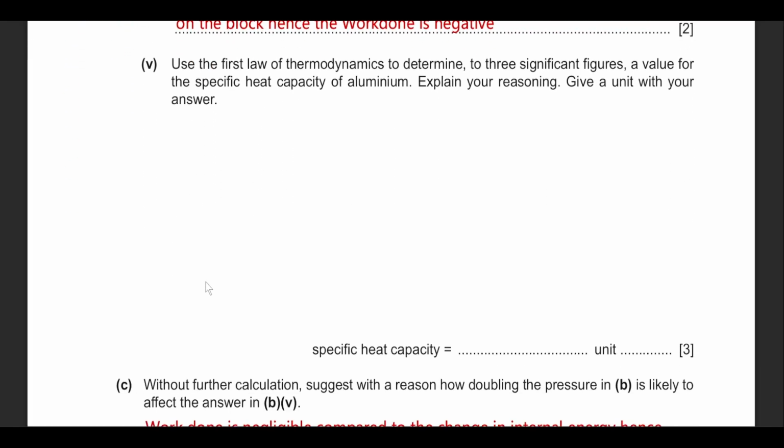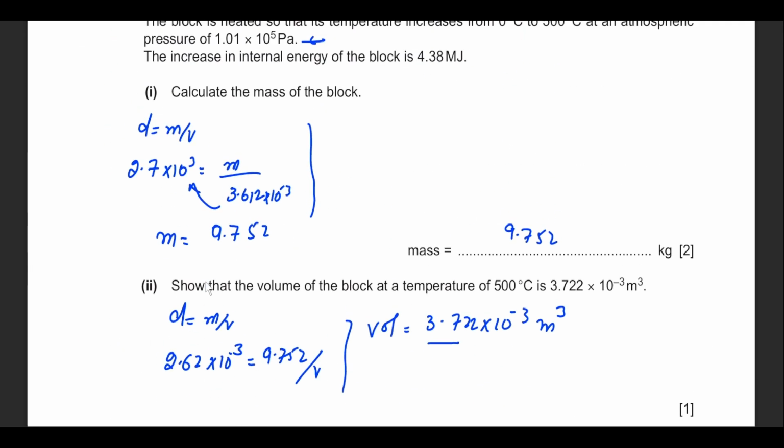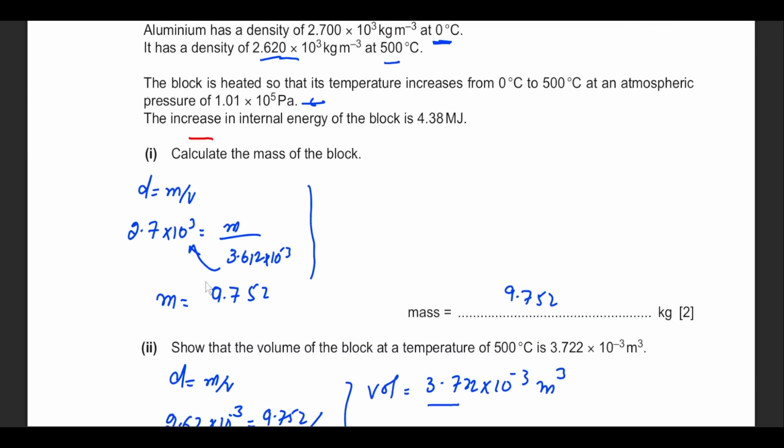Now he says use the first law of thermodynamics to determine to three significant figures a value of specific heat capacity for aluminium. Explain your reasoning, give a unit with your answer. So first we need to define what type of energy are we left with, or what energy do we have still. So he mentions that the increase in internal energy of the block is 4.38.